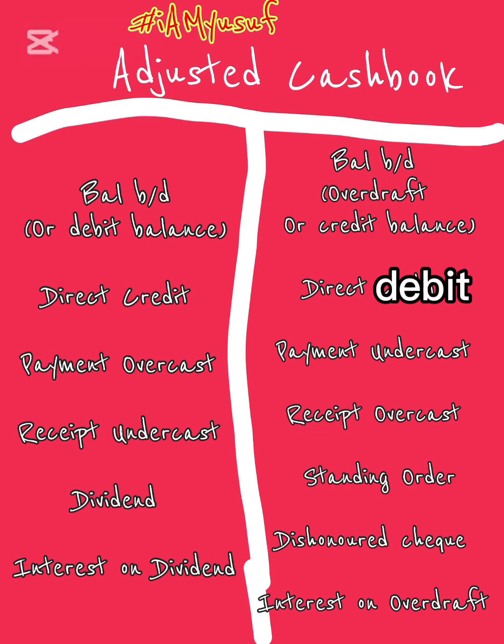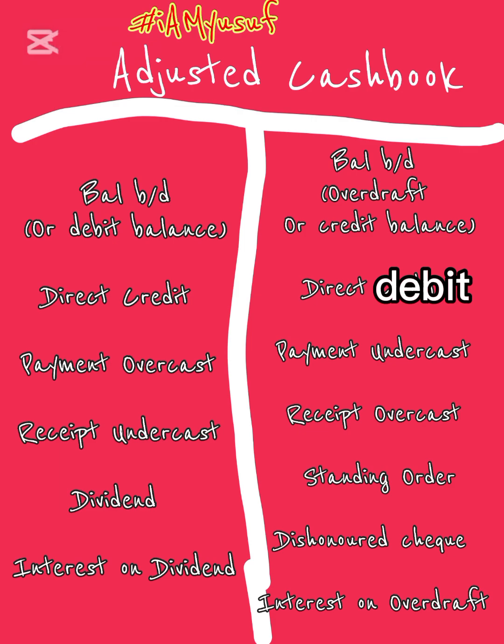But if things start from balance brought down on the credit side, and they say credit balance or overdraft, that is, instead of just a normal debit balance or normal balance brought down, they add overdraft or credit balance, it's on the credit side. It means they withdrew more than they were supposed to withdraw. I've explained direct debits. Payment under cash: you paid less than you were supposed to pay, so obviously more money will go out. Receipt over cash: you received more than you were supposed to receive, so you return some money and more money goes out.